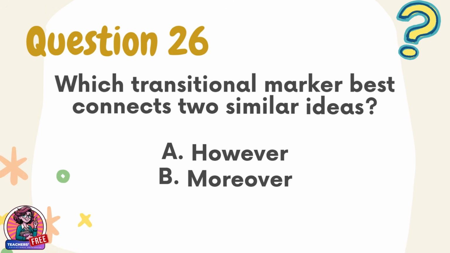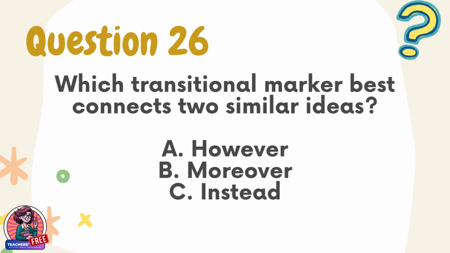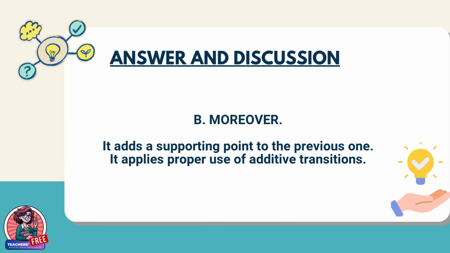Question 26. Which transitional marker best connects two similar ideas? A. However. B. Moreover. C. Instead. Answer. B. Moreover. It adds a supporting point to the previous one. It applies proper use of additive transitions.